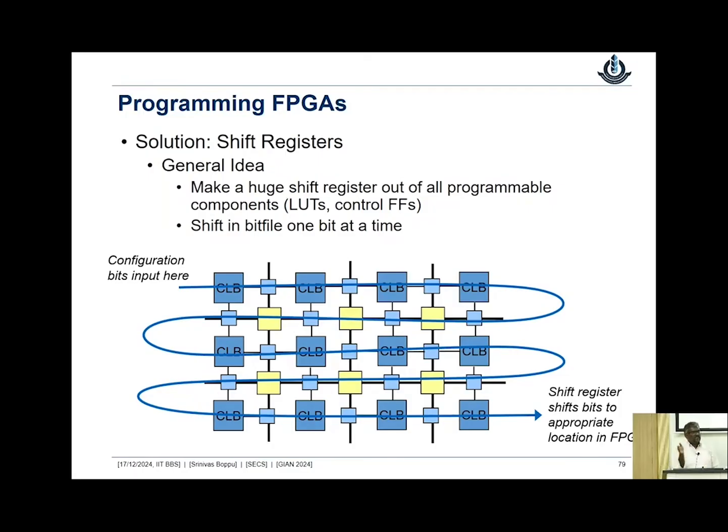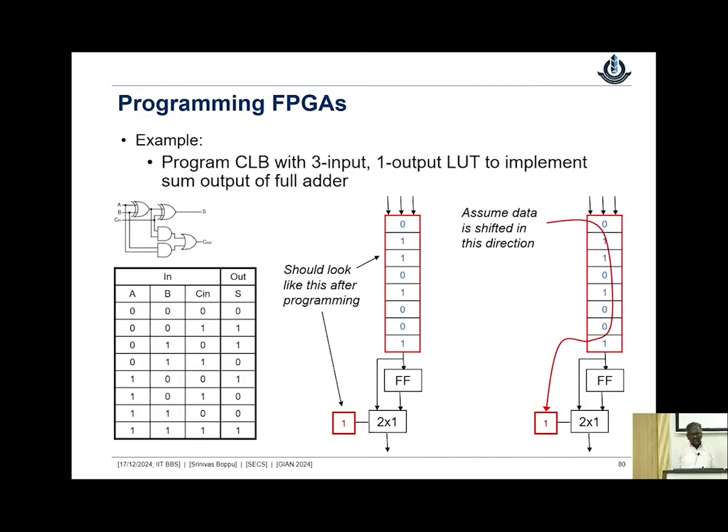Now once these CLBs are connected in a shift register fashion, we can simply send the bit file and each clock cycle will shift a bit in. So after the bit file is completely programmed, that means each LUT will get exactly what it is supposed to get and each switch matrix will get its programming bit, 0 or 1 or whatever it is. So that's what we are trying to show in this next slide.